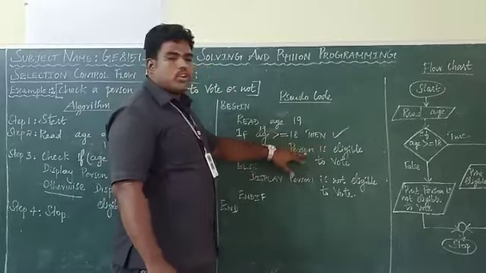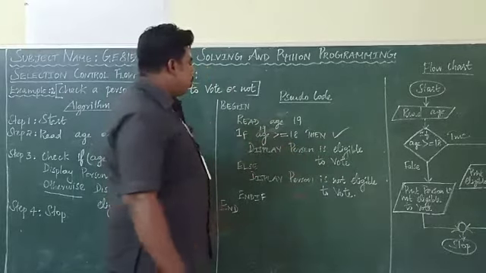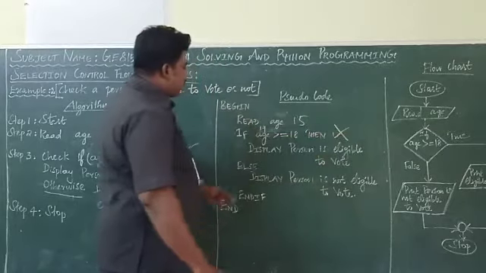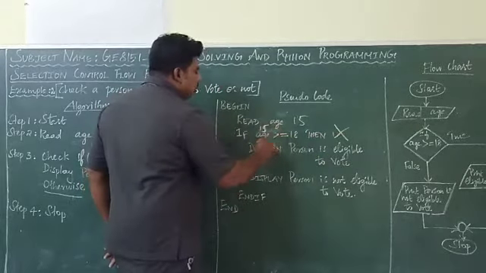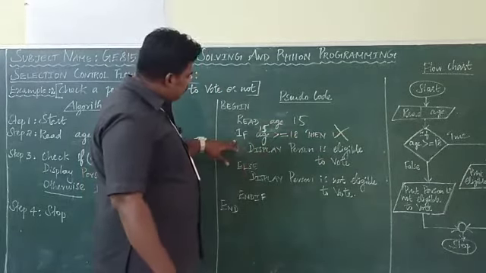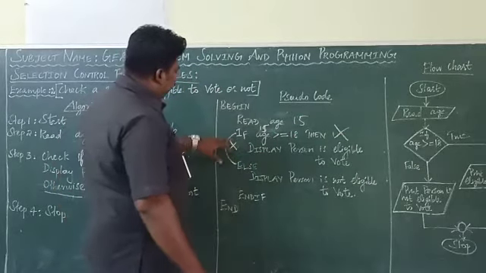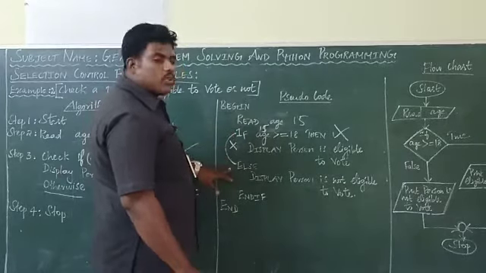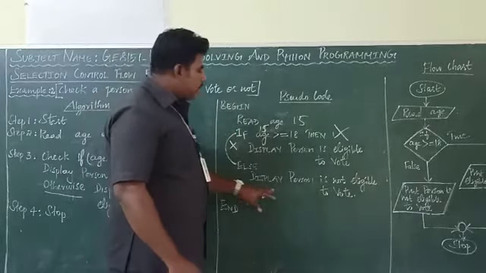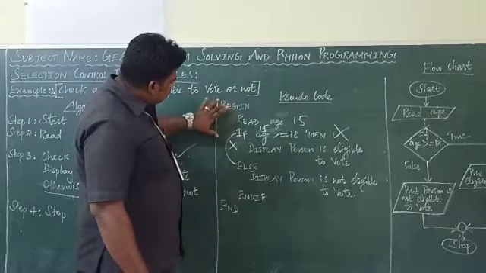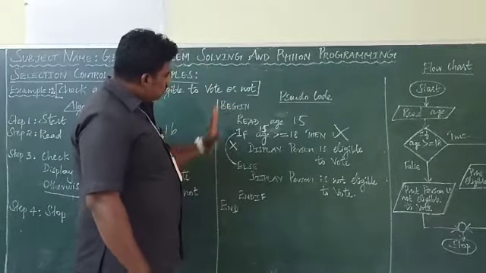person is eligible to vote. Suppose your input is 16 or 15. This condition is false, right? 15 greater than or equal to 18. Condition false. At that time, this else will come. If the condition is false, it will come to the else part and display the person is not eligible to vote.